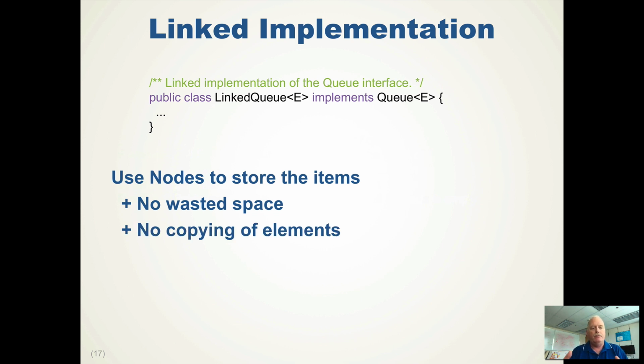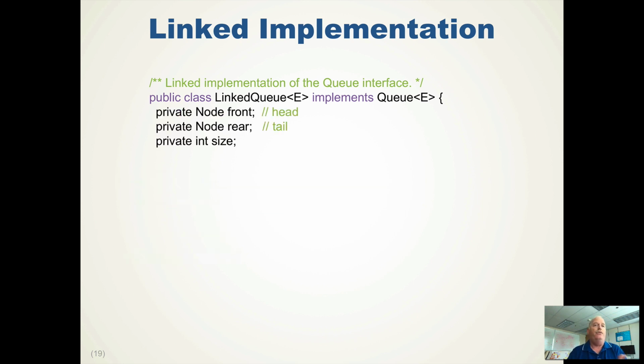There's no copying of elements. We don't have to shift things around in the queue. We have a front and a rear. The problem is it's a slightly complicated implementation because we need the inner class. We've got to keep track of the front and the rear. We've got to keep track of size. It's not overly complicated. It's less complicated than the list because we don't have to access things in the middle. We just need to keep track of the front and the rear and the size.